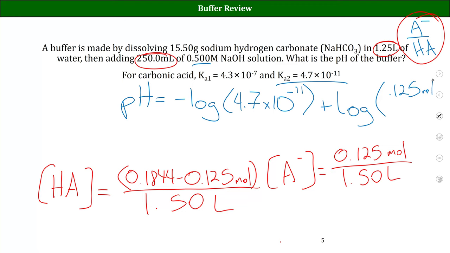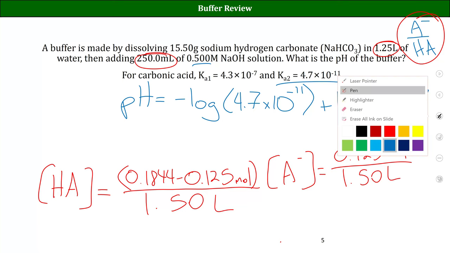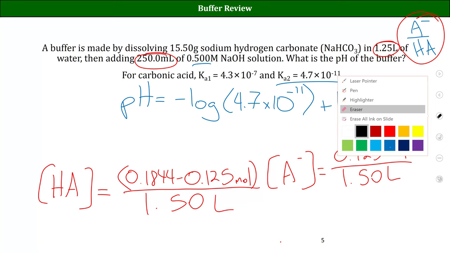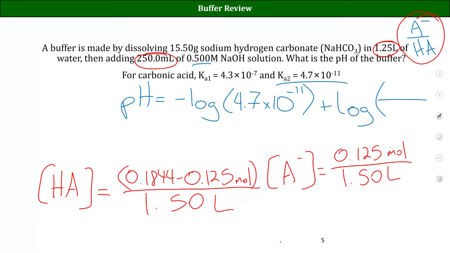Really doesn't like when I write close to the buttons. And that's going to be over the 1.5, but I don't have a calculator up here. What do we get? Let's go ahead and do that. Be consistent. What's 0.125 over 1.50? I should be able to do that. 0.83. 5/6. Yeah.